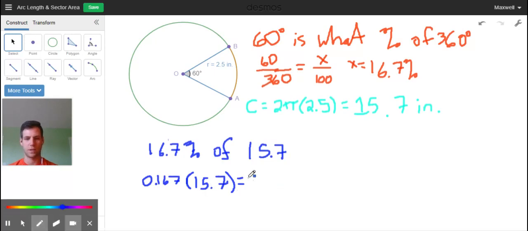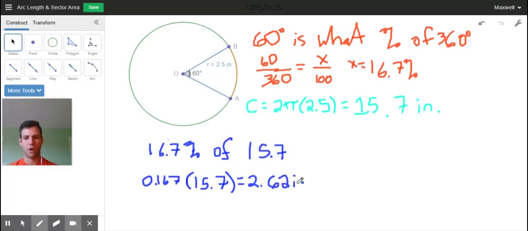2.62 inches is our final answer for this example. Now, before we move on to the sector area formula, we want to generalize this to work for every problem. The first thing you would do is 60 out of 360, which equals 0.167 in your calculator. So that's the percent part: 60 out of 360.